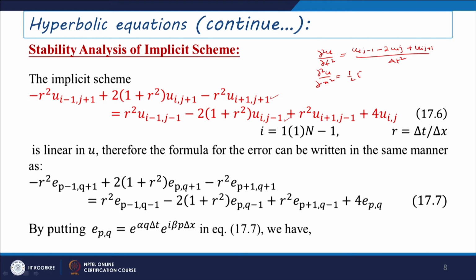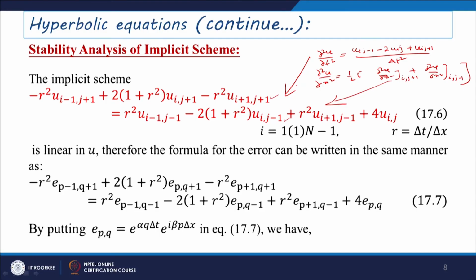If you solve these two equations, del square u by del x square at the i j plus 1th level and del square u by del x square at the i j minus 1th level, then we have this relationship, where i varies from 1 to n minus 1 and j varies along the time scale, which we can consider as 1 to n minus 1.